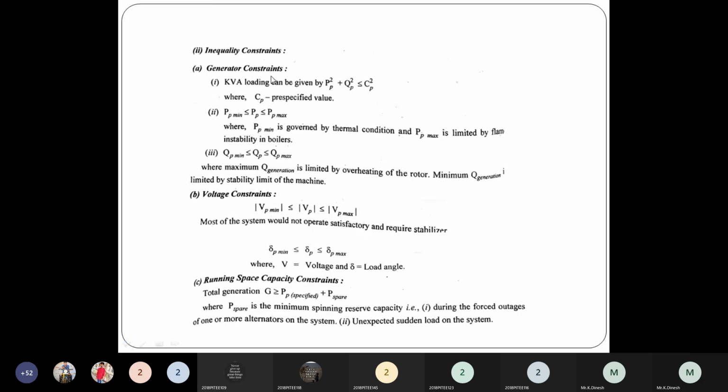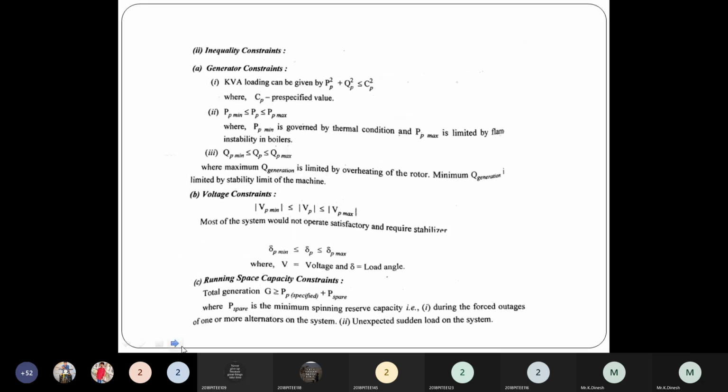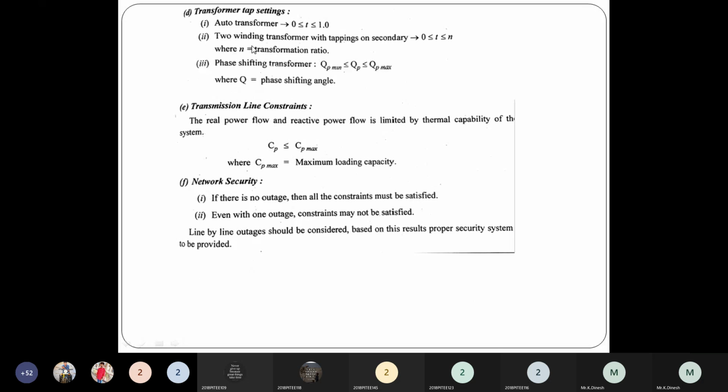So in equality constraints, you only have to consider the real power and reactive power. But if you are considering the inequality constraints, you have 6 parameters. We have to consider generator, voltage, running spare, transformer, transmission line, and the security of the network. 6 parameters you have to consider in inequality.